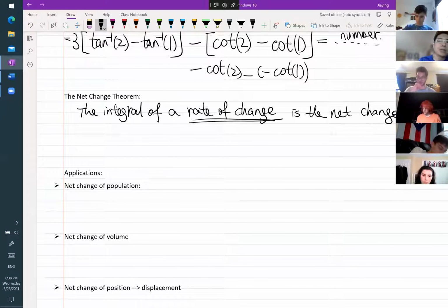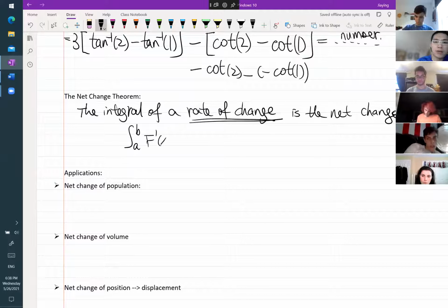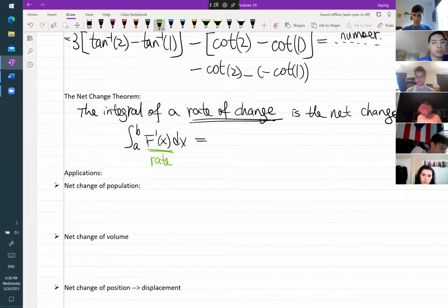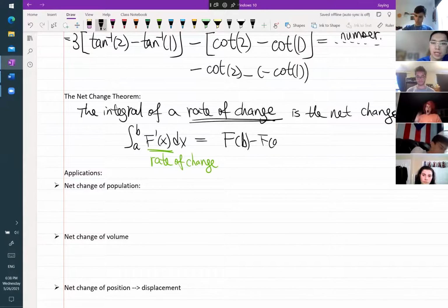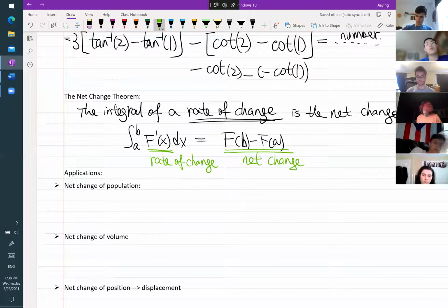So what that says is that if we're integrating from a to b of f prime of x dx, where f prime is the rate of change of some variable, and then we write f of b minus f of a. So this expression on the right side is a net change of some variable. Here's a couple examples.